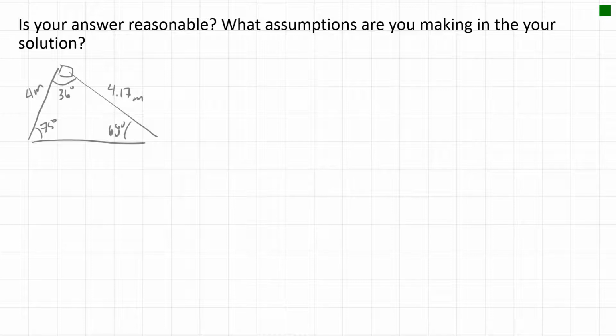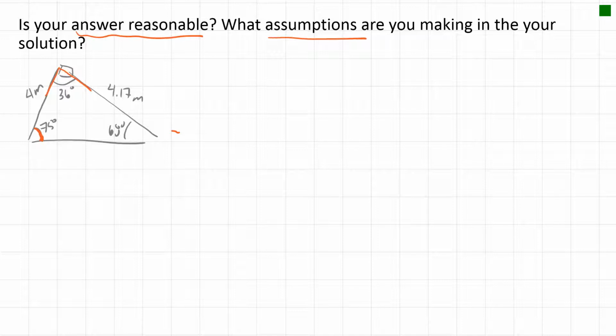Now, are those reasonable? Number one, this one was reasonable because we said, oh yeah, it's just a little bit smaller than 90 degrees, so that makes sense. And this is also less than 90, and 36 degrees is less than 90. So those are just two ways to check to see if your answer is reasonable, using a good diagram to help you do that. Now the bigger question is, what assumptions are you making with your solution?